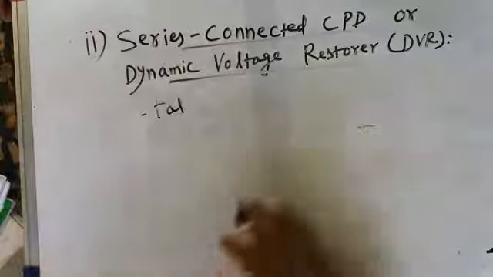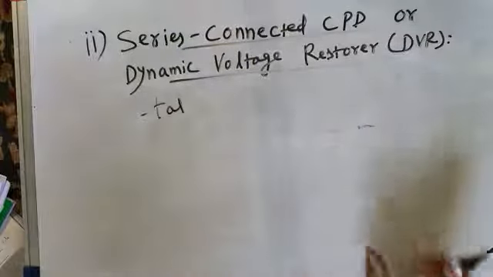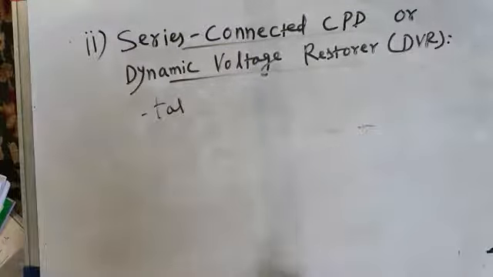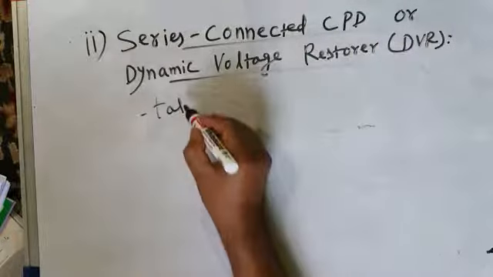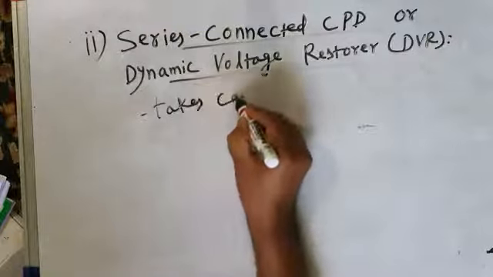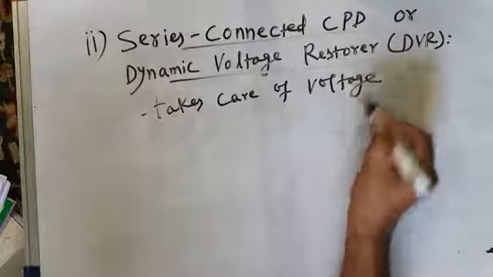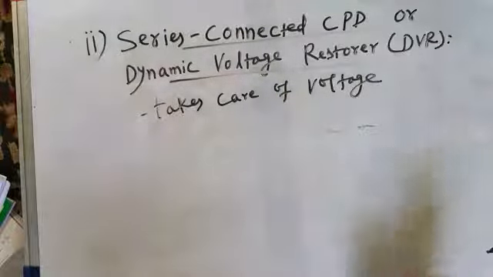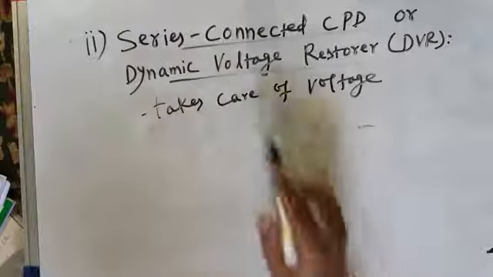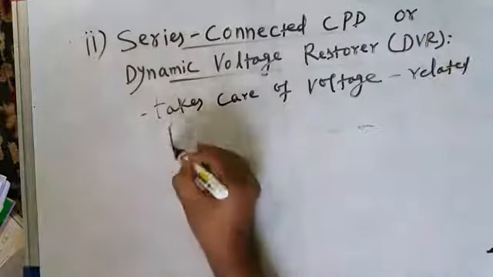See, D-STATCOM compensates the load. It compensates for load current harmonics, load unbalance, and load power factor. But series connected CPD, or dynamic voltage restorer, DVR, takes care of voltage related power quality problems, not load compensation. It does not compensate load, it compensates the source. D-STATCOM takes care of current related power quality problems, but DVR takes care of voltage related power quality problems.